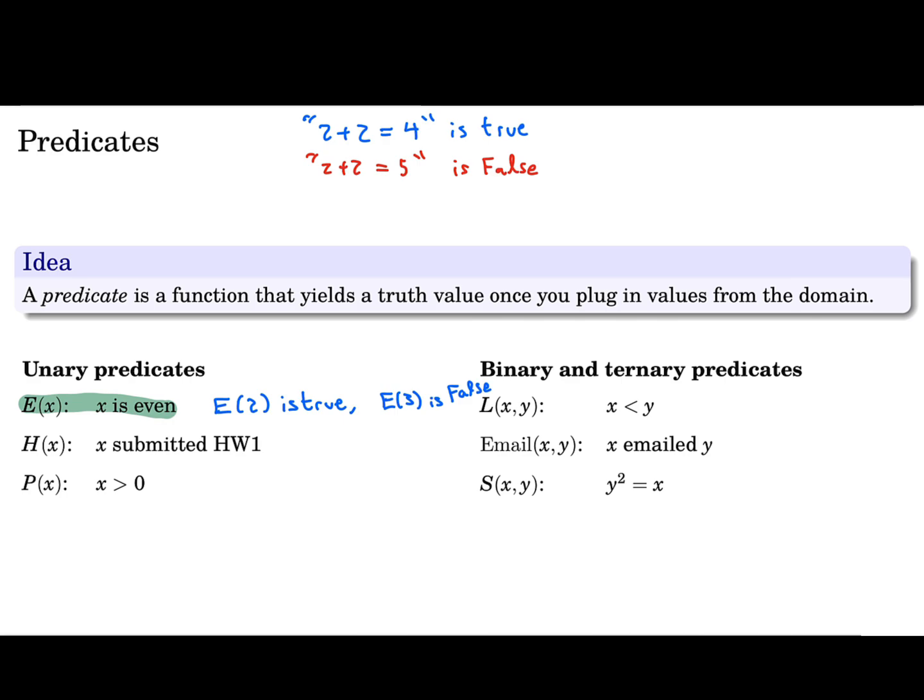Another example could be maybe the domain of this course is people in the class, and let's say there's a student called Alex, and H of x would be x submitted homework 1. You could then have H of Alex, which would be true if Alex submitted homework 1, and false otherwise. And another example here, P of x being the predicate of whether a number is larger than 0, and so of course P of 1 is true.